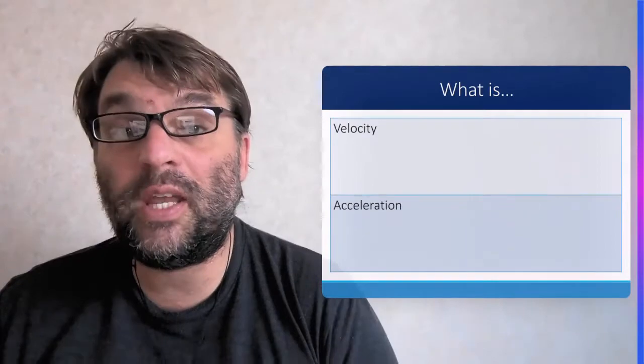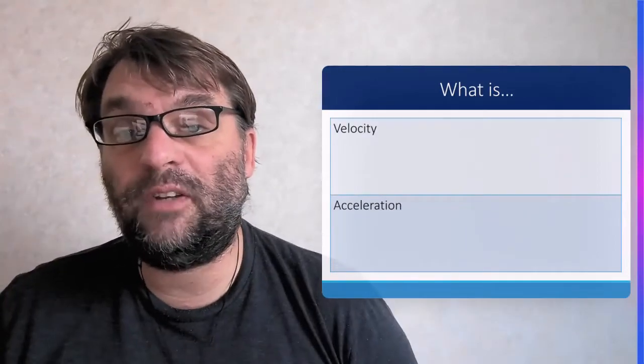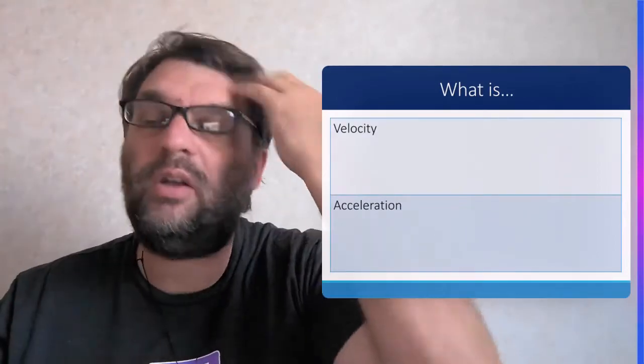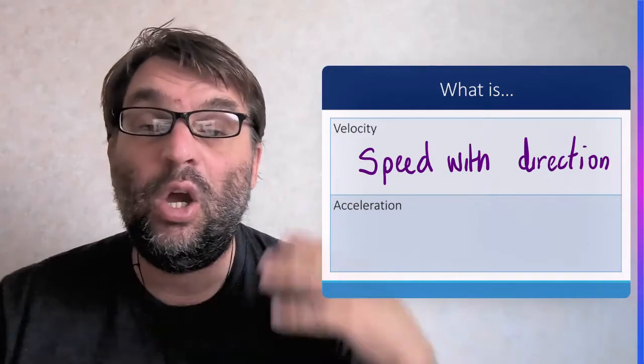So welcome to our next level 2 physics lesson in mechanics: acceleration. We've looked at velocity and now we're going to look at acceleration. So what is velocity? Let's look at some definitions. Velocity, you should know by now, is essentially speed with a direction.